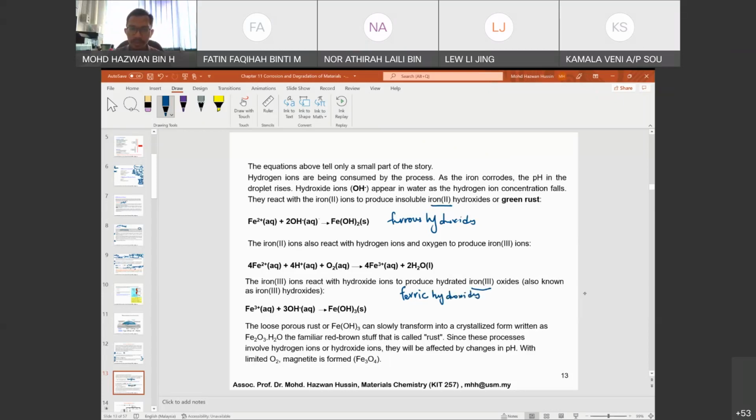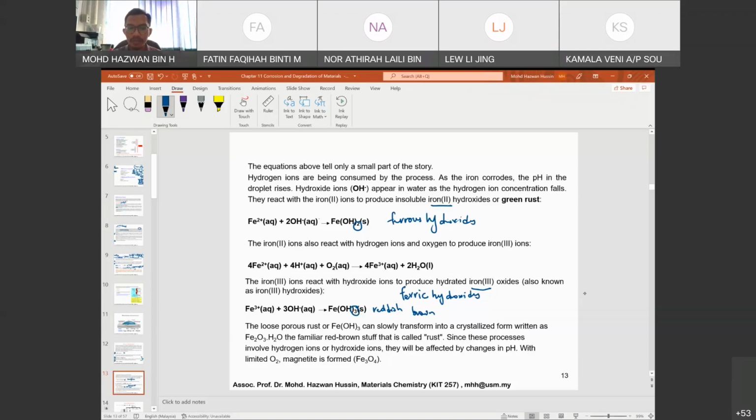Okay. So notice the difference. See over here is 2 and here is 3. Because you know, Fe3+ and this is OH minus, so you have one OH ion, and Fe you have 3 plus. The loose porous rust or ferric hydroxide, this one we call reddish brown in color. Reddish brown can slowly transform into a crystalline form written as hydrated ferric oxide, because it has water. Hydrated ferric oxide, or the familiar name, red brown stuff or rust.